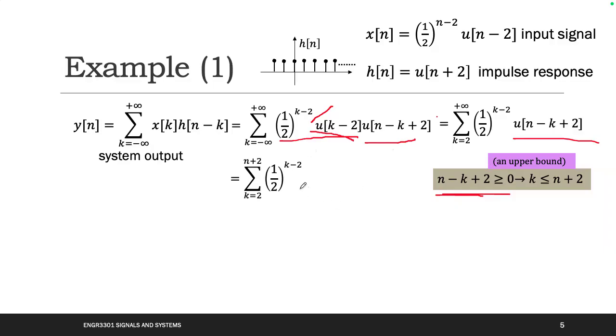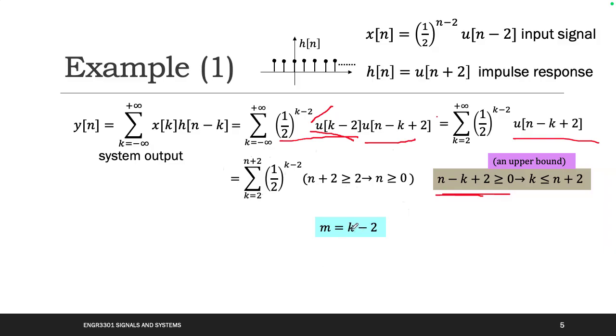So then n plus 2 must be greater than or equal to 2, am I right? Otherwise, it will not work. That makes sense to you? Any questions? Which means n must be greater than or equal to 0. That makes sense to you? Any questions so far?